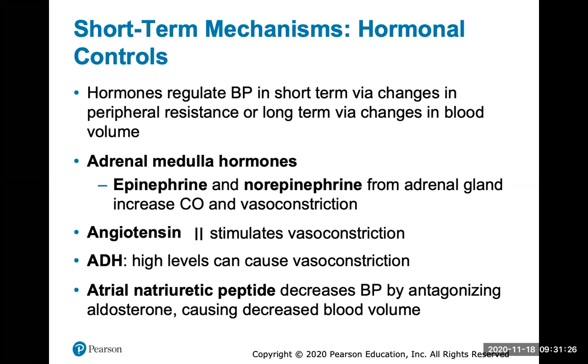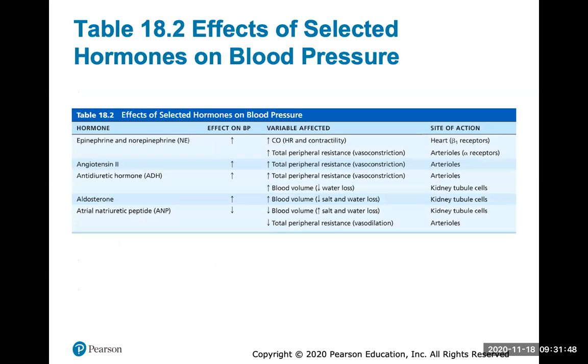Here are some different hormones that regulate blood pressure. From the adrenal medulla, we have epinephrine and norepinephrine, which increase vasoconstriction. Angiotensin II will stimulate vasoconstriction, and ADH, at high levels, can cause vasoconstriction. ANP, atrial natriuretic peptide, will decrease blood pressure, and that is from the heart. So these are the effects of selected hormones on blood pressure.